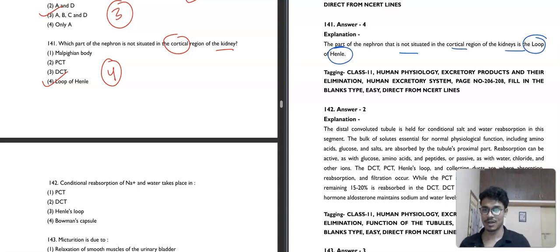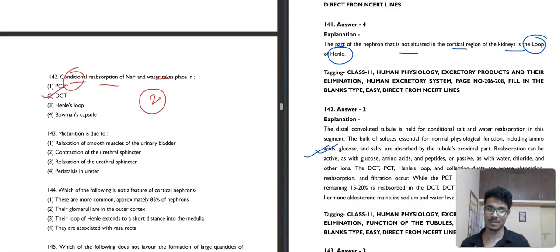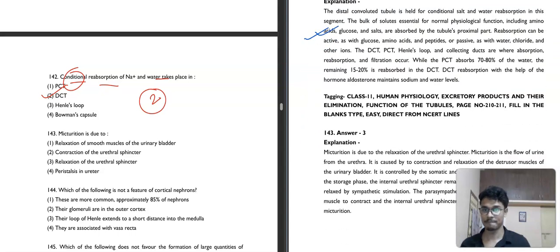Then 142. Conditional reabsorption of Na plus and water takes place in PCT, DCT, Henle's loop or Bowman's capsule. So conditional reabsorption of Na plus and water takes place in distal convoluted tubule. You can also read the explanation here. This concept is related to conditional reabsorption. When does the reabsorption occur? Not every time. Na plus and water. Then micturition is due to relaxation of smooth muscle of the urinary bladder, contraction of urethral sphincter, relaxation of urethral sphincter, or peristalsis of ureter. So micturition is due to relaxation of urethral sphincter. Third option is our correct answer.